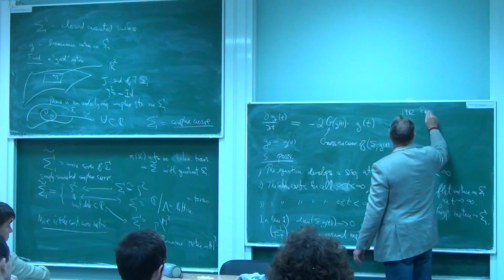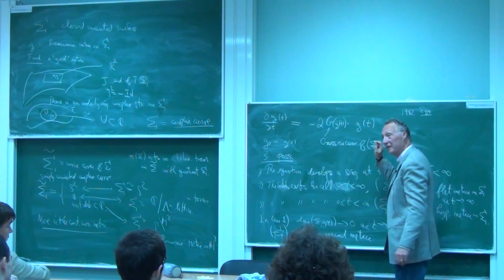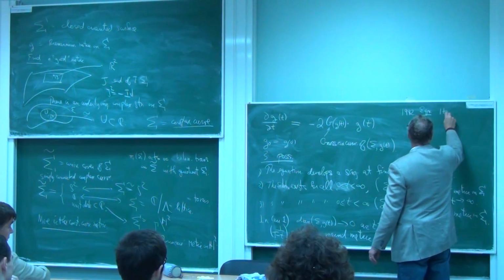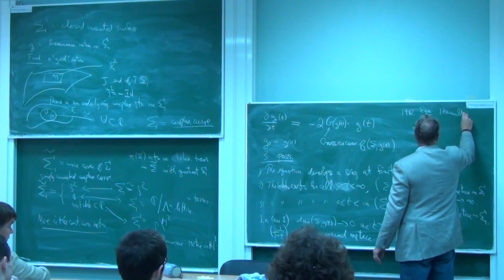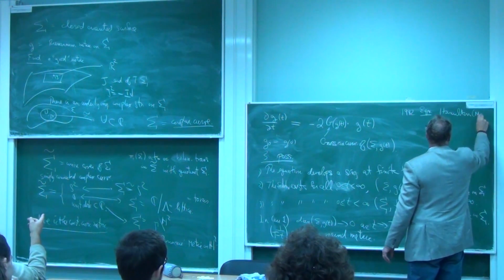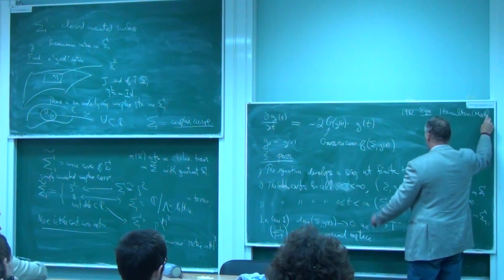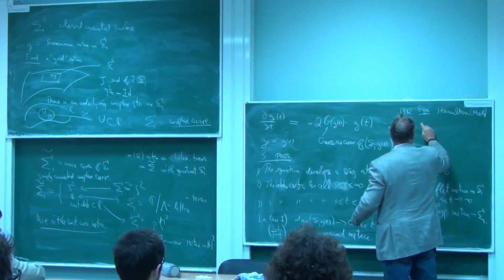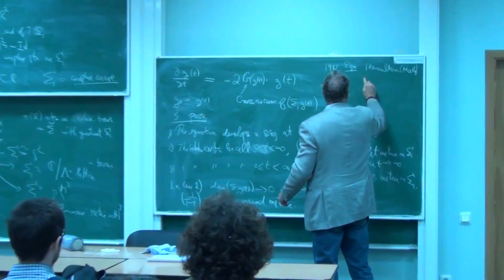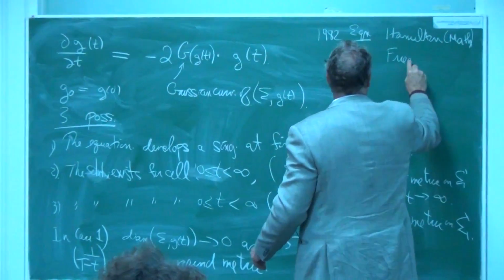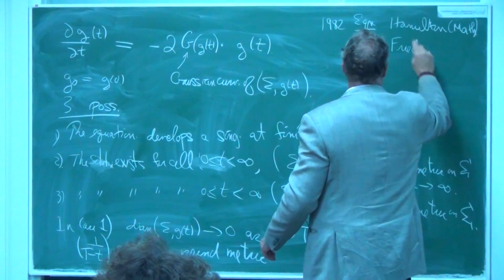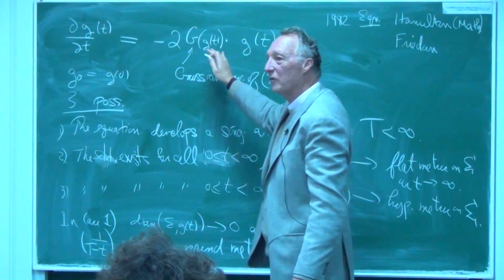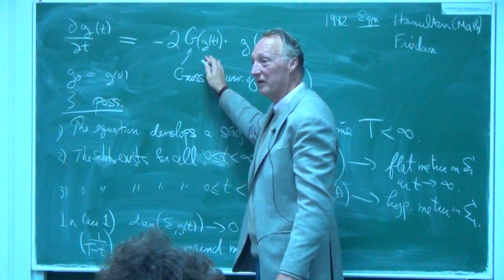Even in dimension 2? Yes. By Hamilton in mathematics, and independently by, the name's going to escape me in a senior moment, Dan Friedan in physics. Even in 2 dimensions, it was not known before 1982. I don't think anybody had ever written this equation down at all.